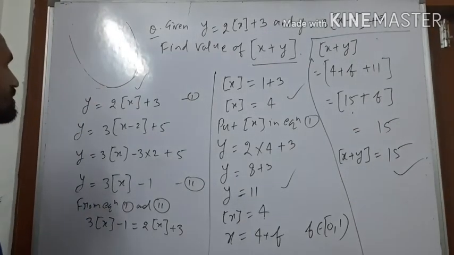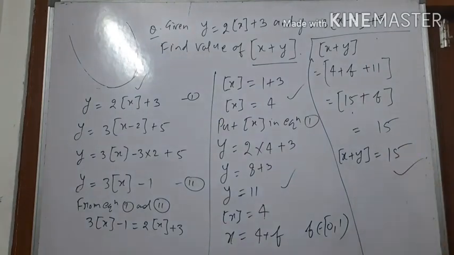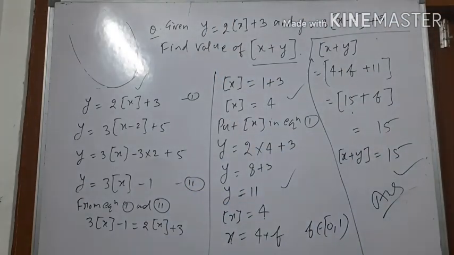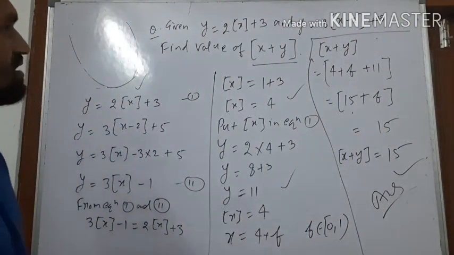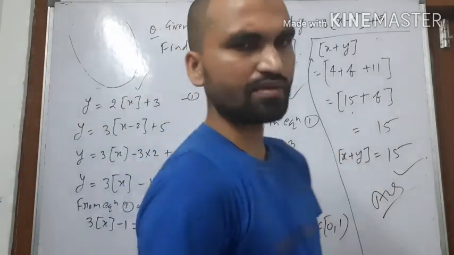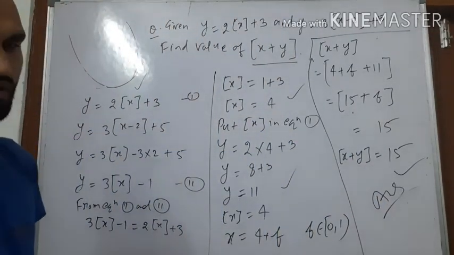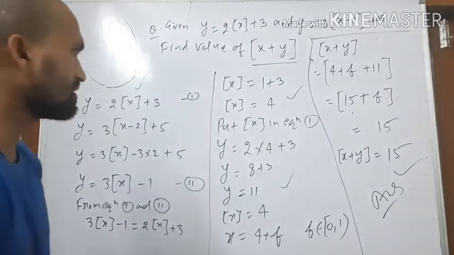Okay, that result is 15. It's our final answer. Now we should take another problem. It is simply the solution of two linear equations, and after that we have to use the concept of greatest integer x and its property. So it is not a tough problem. If your concept is clear, then you can solve it easily.